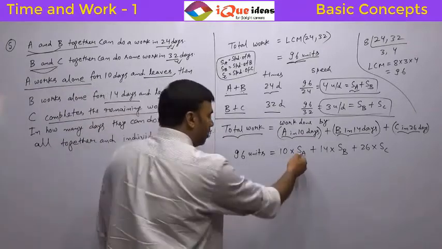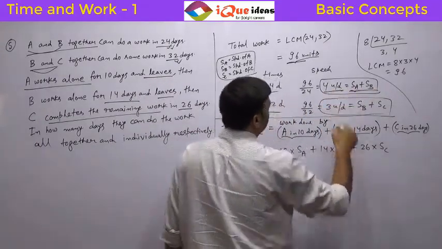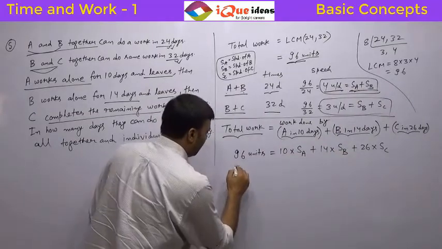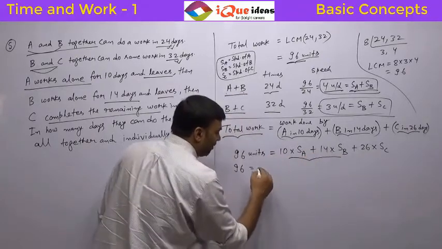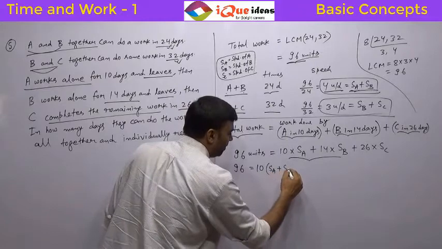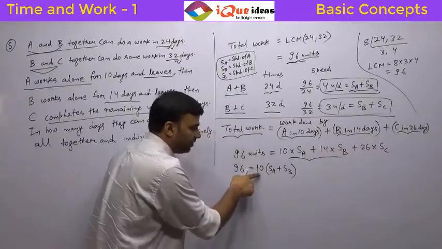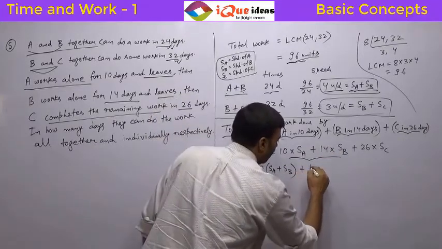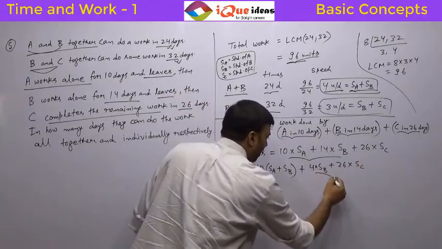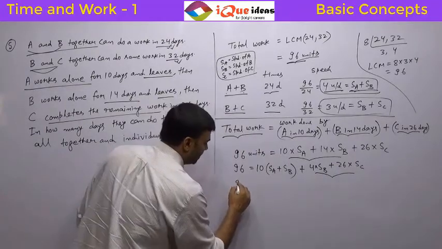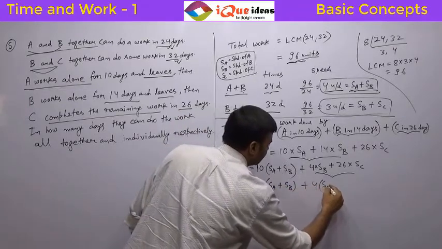Okay, but we do not know the individual speeds. No problem. We at least know that SA plus SB is 4 units per day. Put it here. Let's see what happens. We have 96 equal to, let's do some rearrangements. Here it is 10 times, here it is 14 times. So if I take 10 times speed A plus speed B, 10 times speed A is already here. Here it was 14 times speed B. Out of that 10 times speed B is there. So we can take 4 times speed B plus 26 times speed C. Then from here take 4 times speed B plus speed C. So it is 96 equal to 10 times (SA plus SB) plus 4 times (SB plus SC).